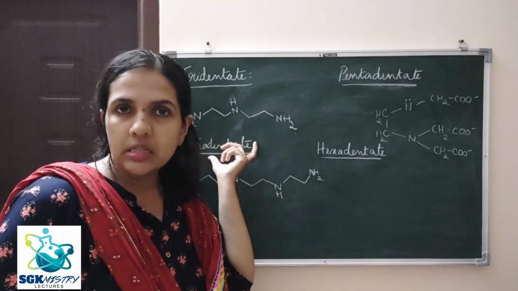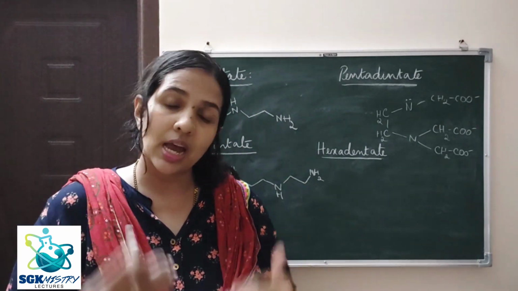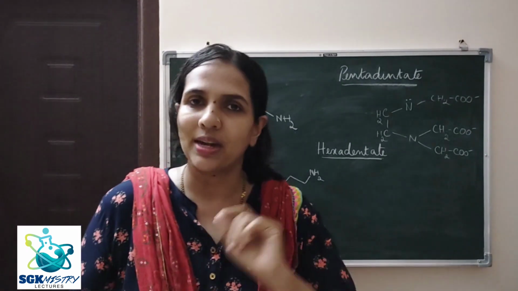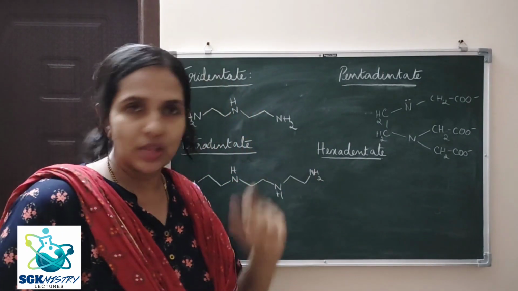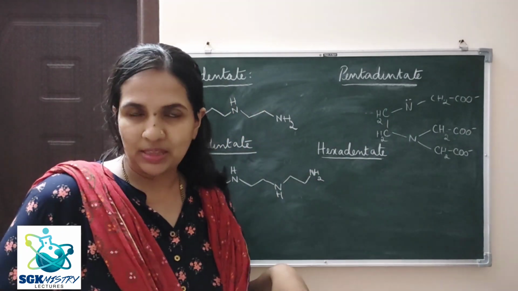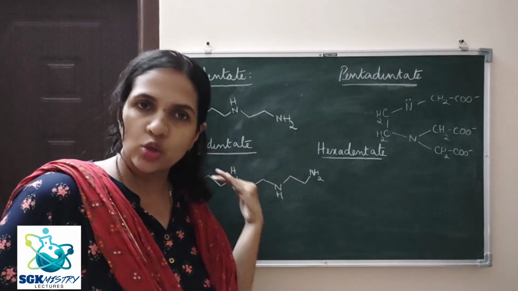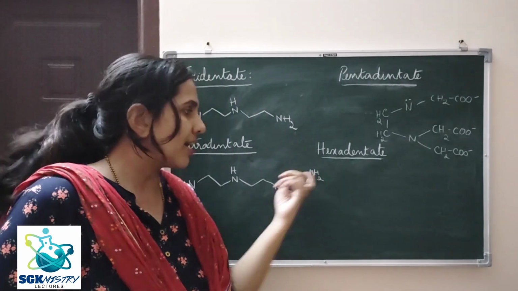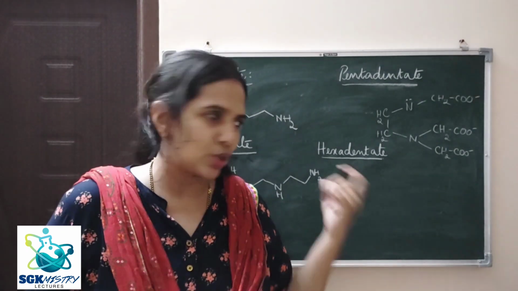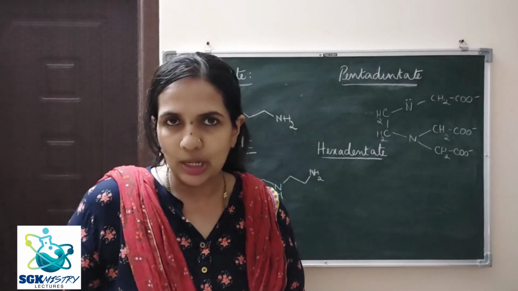So this particular ligand comes under tetradentate ligands because there are four nitrogen atoms and each nitrogen can donate a pair of electrons towards the central metal atom. So what is the name of this particular ligand? We know that there are three ethylene groups and four amino groups. So triethylene tetraamine. That is the name of this particular ligand. Very simple to remember also. Just looking at the structure of the compound, you can easily remember the name of that particular ligand.